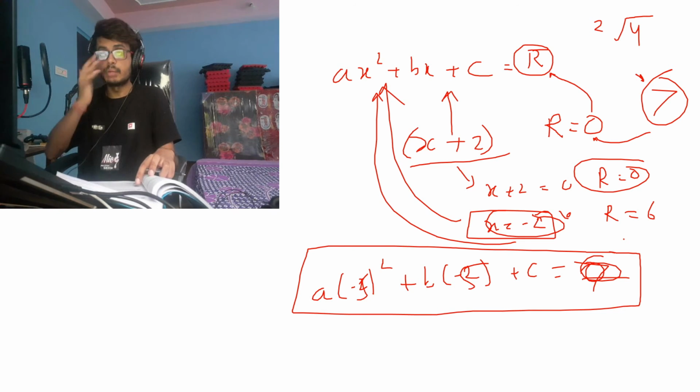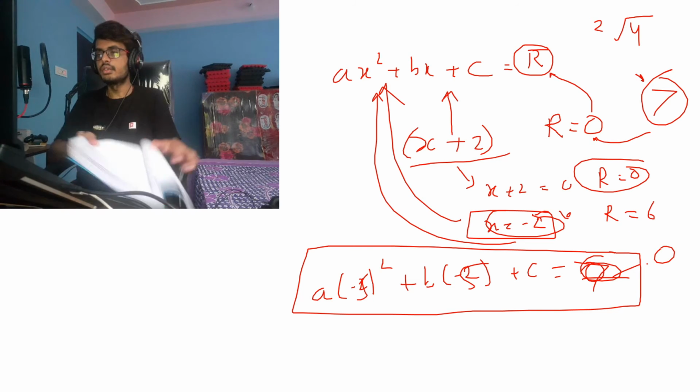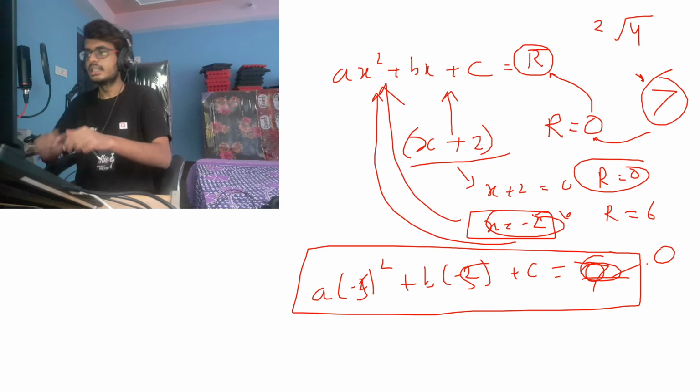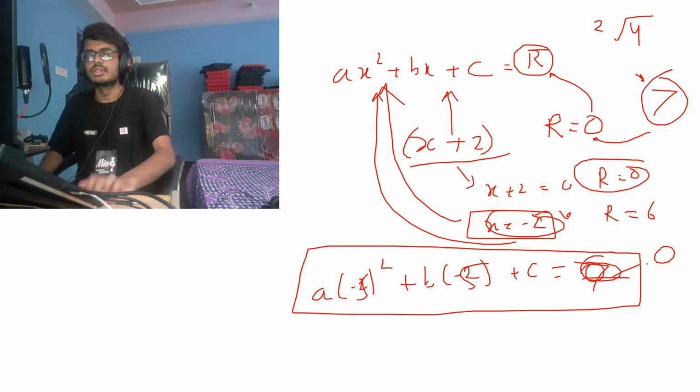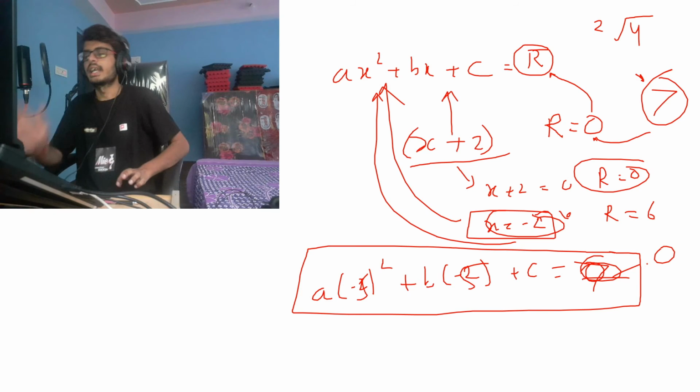So if it is completely dividing something, that will automatically be 0. Okay, so whatever you write on the right hand side is basically the remainder of the thing. So when you divide that thing with something else, the remainder that you get will be on the right hand side.